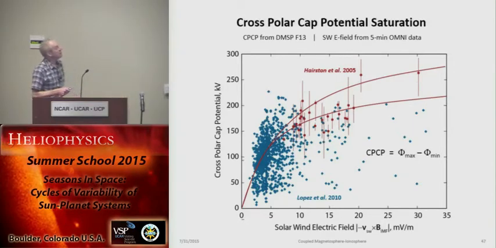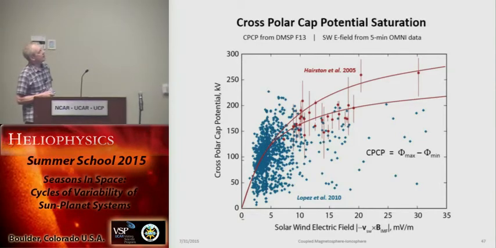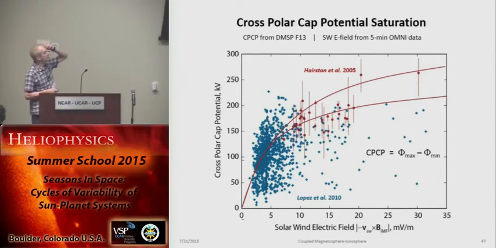This data is from a low Earth orbit DMSP satellite, which has a drift meter on it, which can infer the electric fields, and from that try to back out the potential. So there's a fair amount of averaging that goes on in getting these. But one thing that's seen is that as the electric field in the solar wind, V solar wind cross B IMF, increases, the cross-polar cap potential doesn't just keep increasing linearly, it saturates.